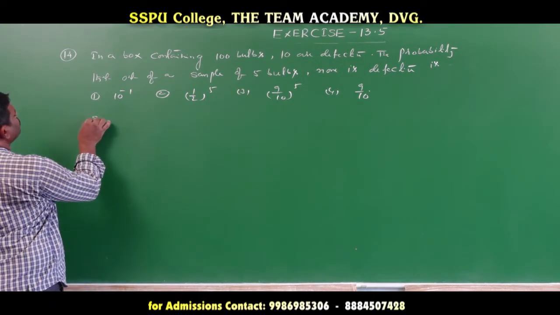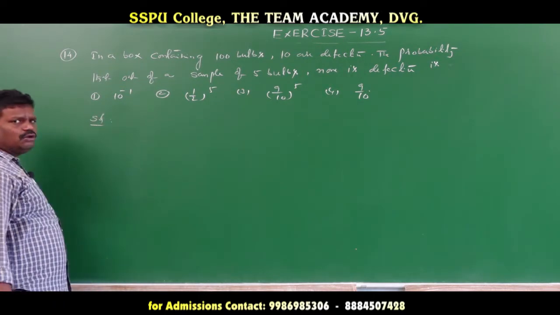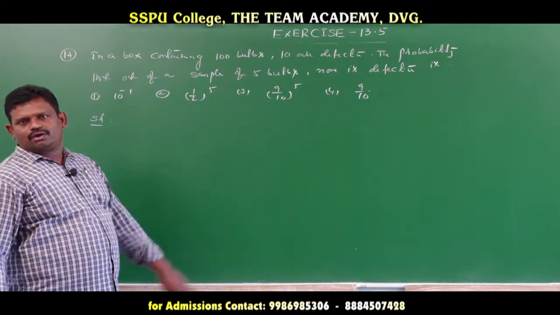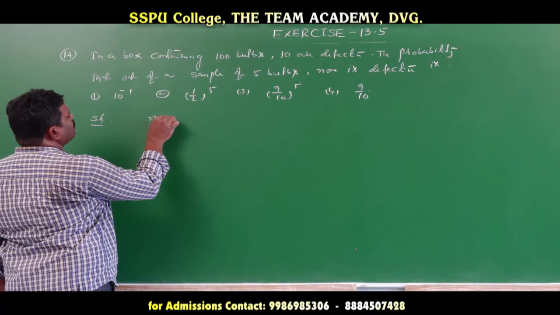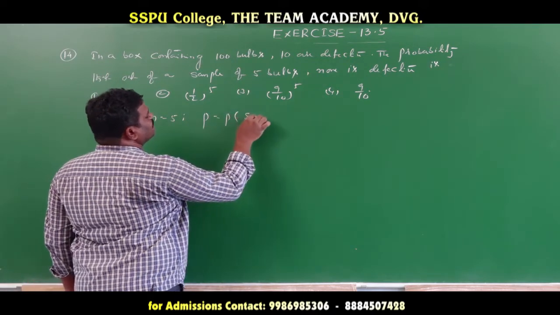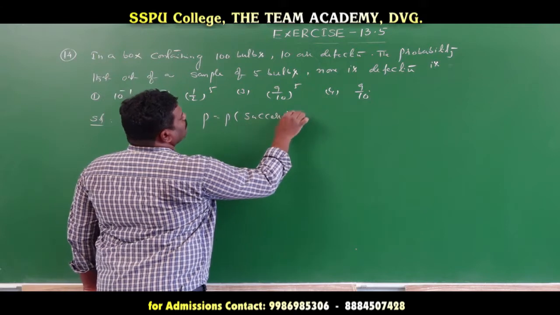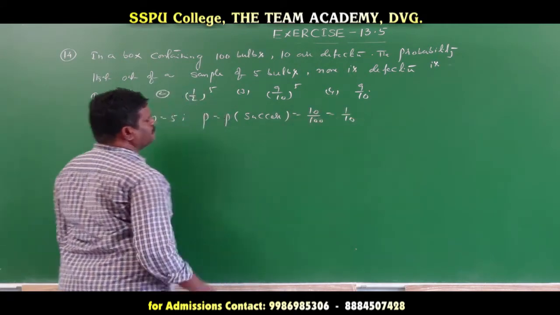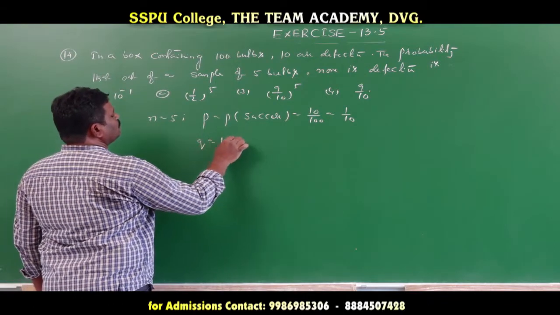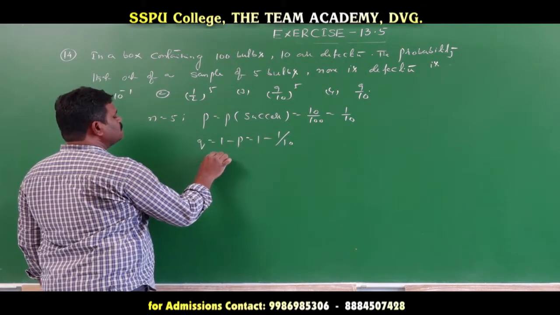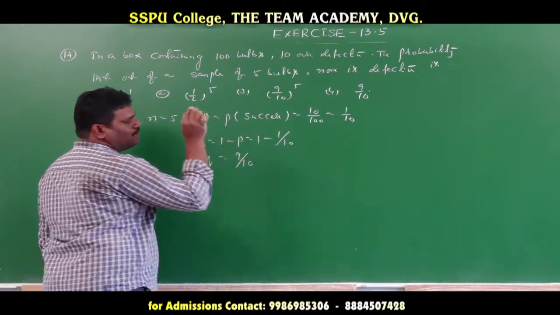So that's why, simply, let X denote the number of defective bulbs in a sample of 5 trials. So N is equal to 5. P, the probability of success, is equal to 10 by 100, that is 1 by 10. Now Q is equal to 1 minus P, 1 minus 1 by 10, then Q is equal to 9 by 10.